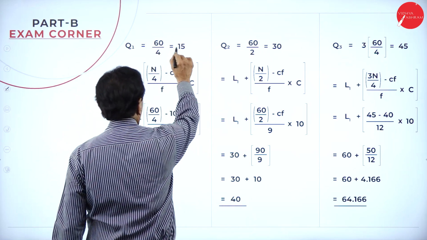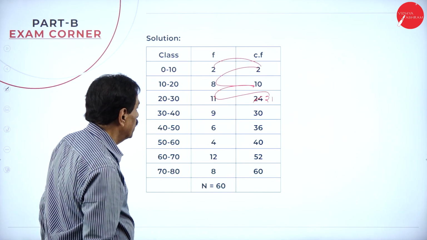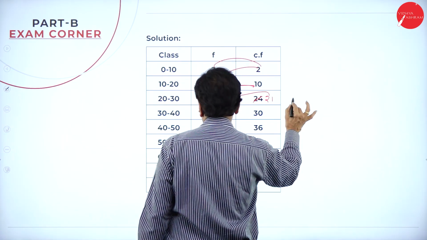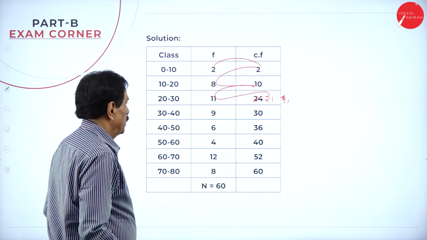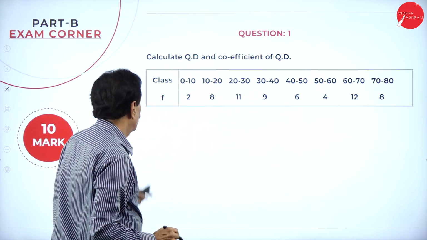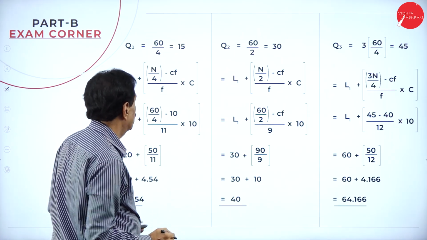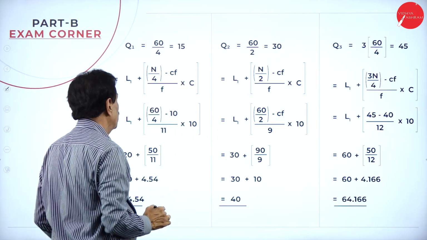Q1 is equal to 60 by 4, which is 15. Find 15 in the CF. So 15 will come under this range. This is your Q1 class, and this is your CF. Apply the constant frequency: Q1 is equal to L1 plus n by 4 minus CF over F into C.